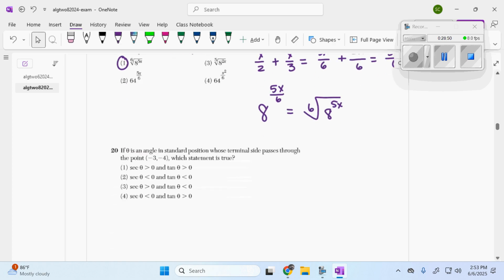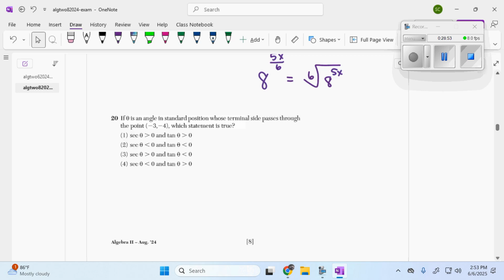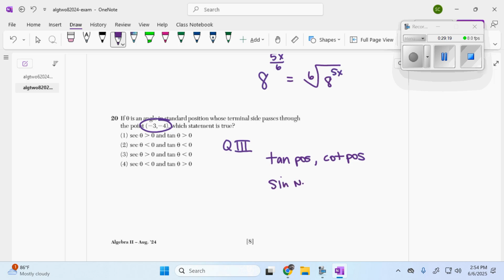Number 20 tells us that we have an angle in standard position. It tells us that angle has a point that passes through at negative 3, negative 4. This is in quadrant 1, 2, 3. So now we have to figure out, what do we know about quadrant 3? In quadrant 3, we know that tangent is positive, meaning cotangent is positive. Since we're moving to the left and down, we know sine is negative. We also know that its reciprocal cosecant is negative. We know cosine is also negative, and its reciprocal secant is also negative.